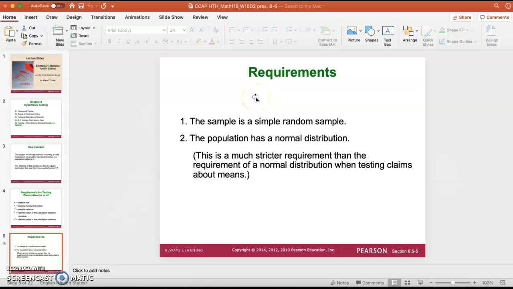Now, requirements to do these types of hypothesis tests include, again, a simple random sample, which is what we usually want for just about all confidence intervals and hypothesis tests. What's stricter with this one is that the population has to be a normal distribution. So that's much stricter than, say, the hypothesis test for testing means.